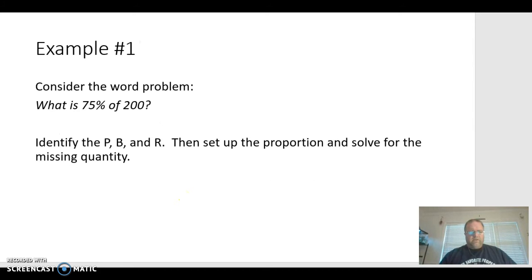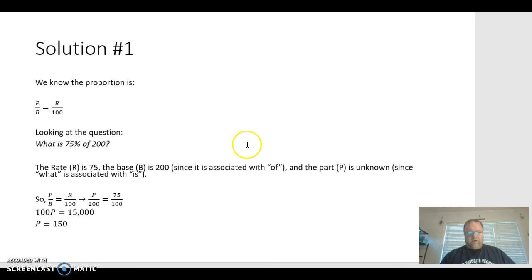All right, so the first example. What is 75% of 200? So go ahead and identify the P, the B, the R, set up the proportion, and solve for the missing quantity. Remember, you should only have one missing quantity in these problems. So go ahead and pause it. All right, so here's the solution.